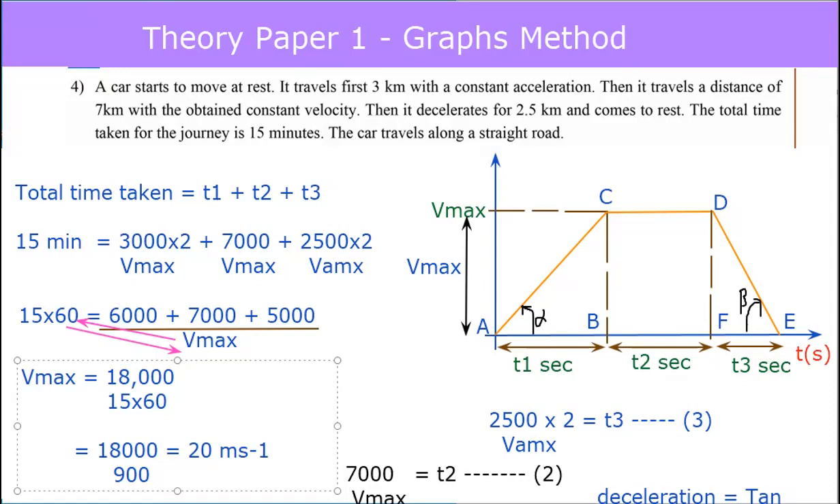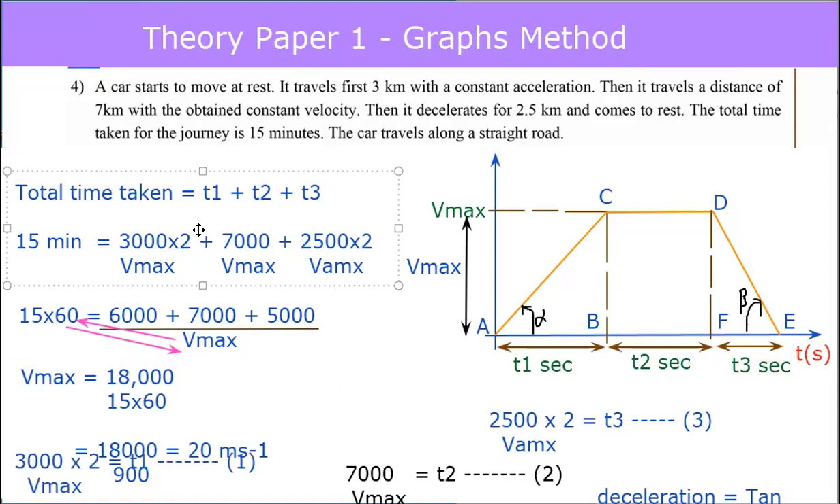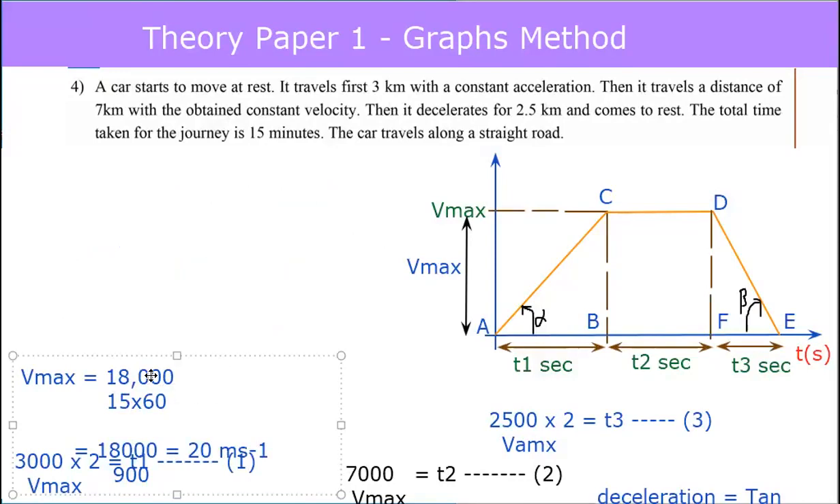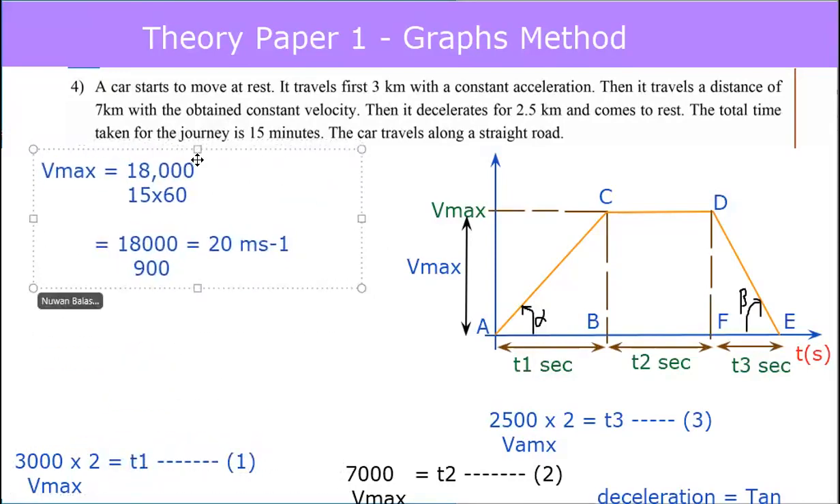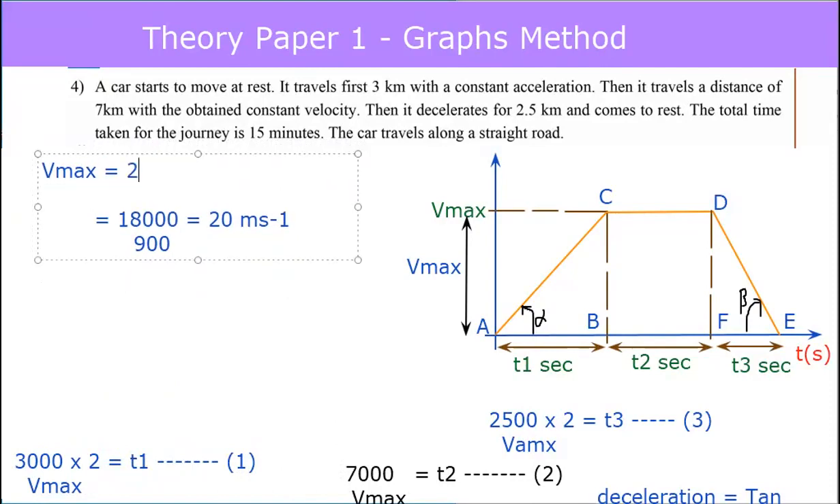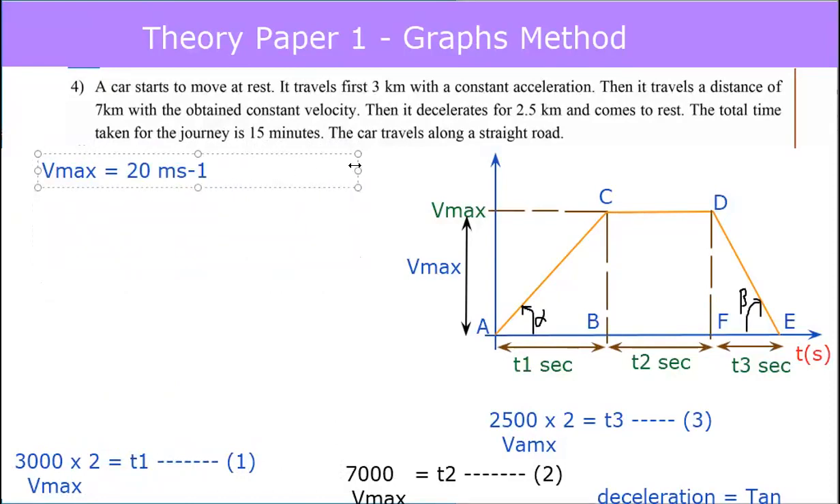I'm so happy because almost all the students got the answer. As a teacher, I'm very happy with it. We have found Vmax as 20 meter per second. That is the maximum velocity. In the question, it is not asked to find T1, T2, T3, but I would like you to find them because I want to show you something.